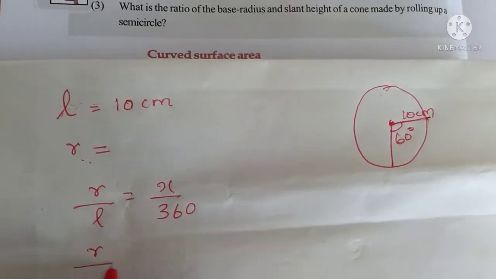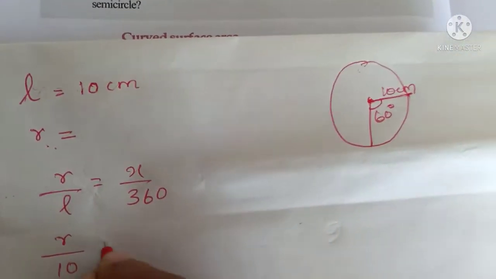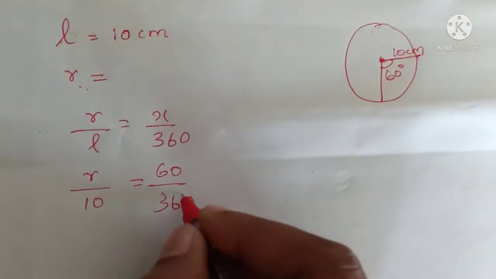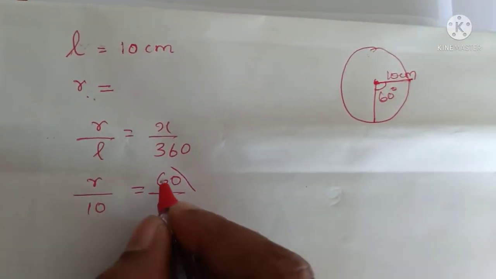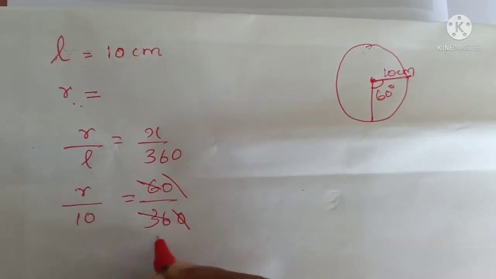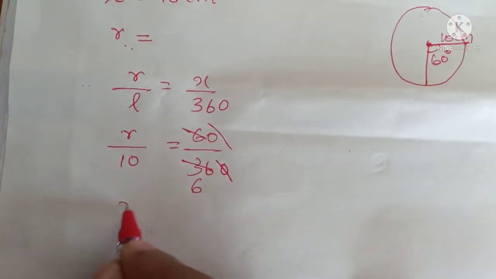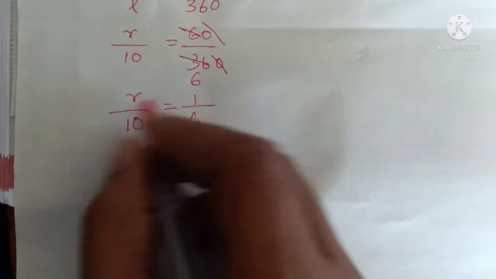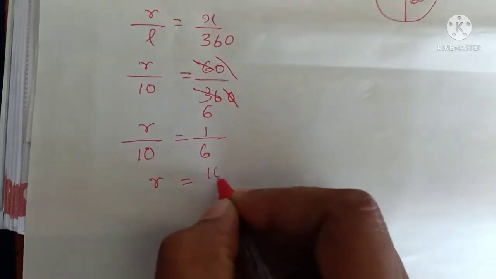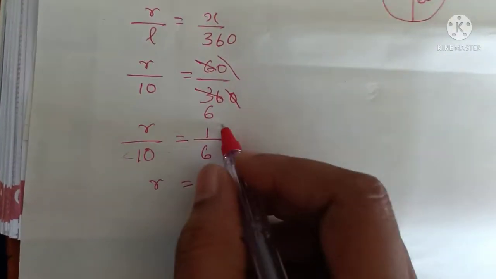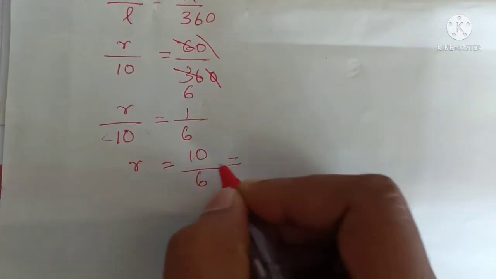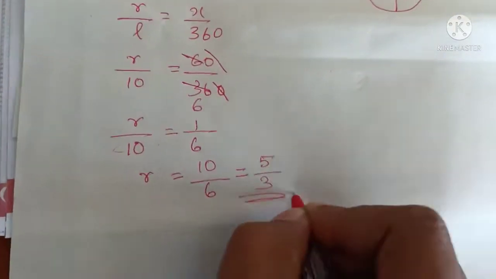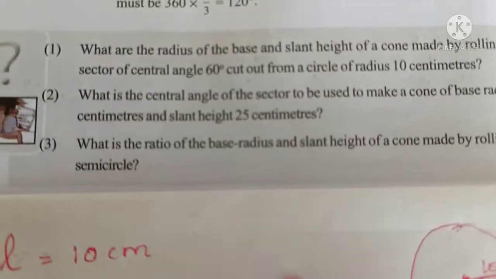So r we don't know, l is equal to 10, and what is x? x is equal to 60 by 360. Okay, 0 and 0 get cancelled. Then 6 times 6 is 36. So we have r by 10 is equal to 1 by 6. From this, r is equal to 10 by 6. Just cross multiply. Then we have 10 by 6, or we have 5 by 3. Okay, 5 by 3 is the answer.